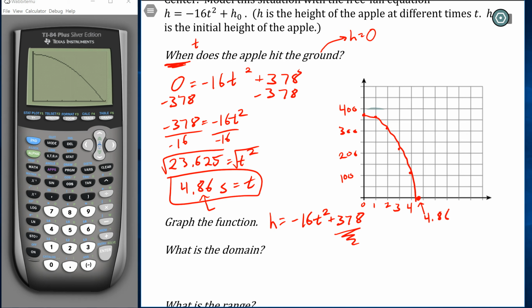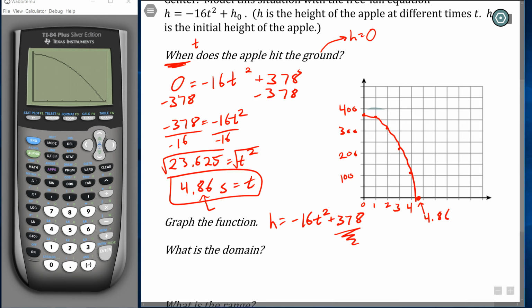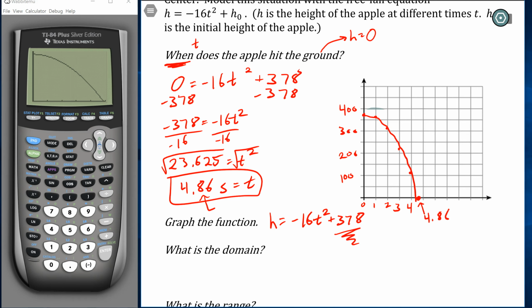One last thing, well, two last things, and then we'll get on to the domain and the range. If I wanted to see where the apple is at different times, I simply go to those different times. So at 1 second, we said it was up at like 374, I think. At 2 seconds, it's up at 314. At 3 seconds, it's up at like 225. So I can see how high the apple is at different times using this equation.